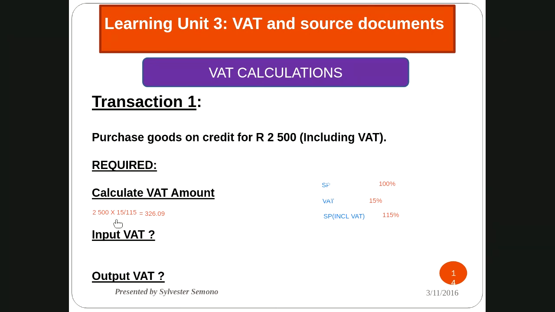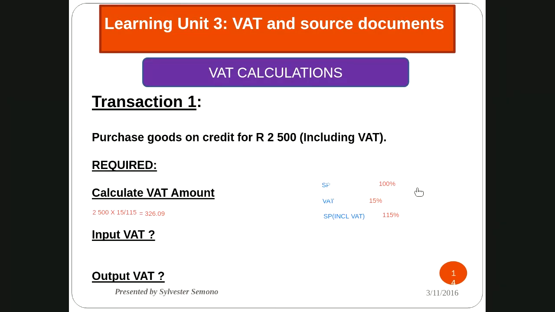I said 2,500 multiplied by 15 over 104 because I'm looking for VAT. This is my VAT. Double check whether my VAT is correct or not. Okay, let's talk about this. Remember, I told you that if VAT is included, we say 15 over 105. It's okay, I understand. So this is how I showed you.